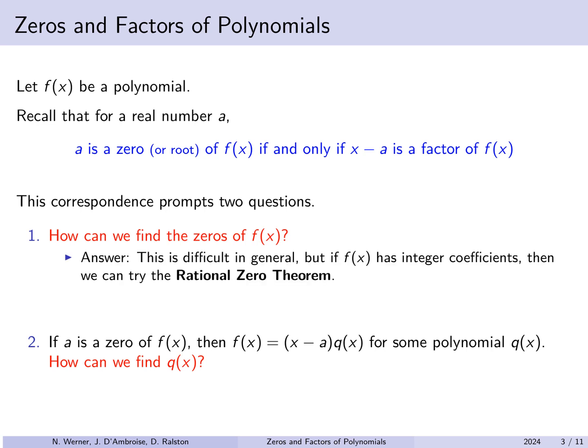Finding the zeros of a polynomial is in general a difficult problem. However, if the function has integer coefficients, if all of the numbers multiplying the powers of x are integers, there is something called the rational zeros theorem that we can apply to try to find possible zeros. If, however, you already know a zero of the polynomial and you wish to factor it out and find the resulting quotient, we will do that using polynomial long division.